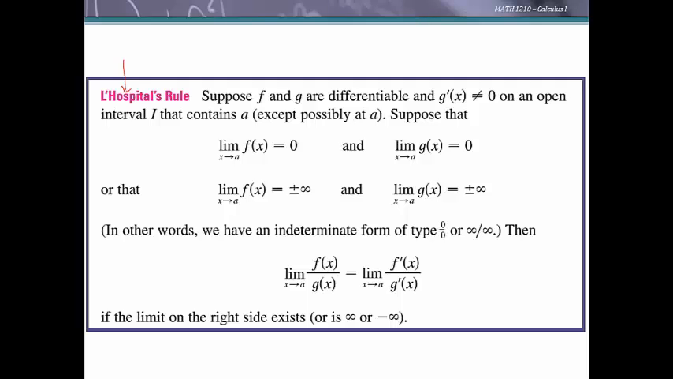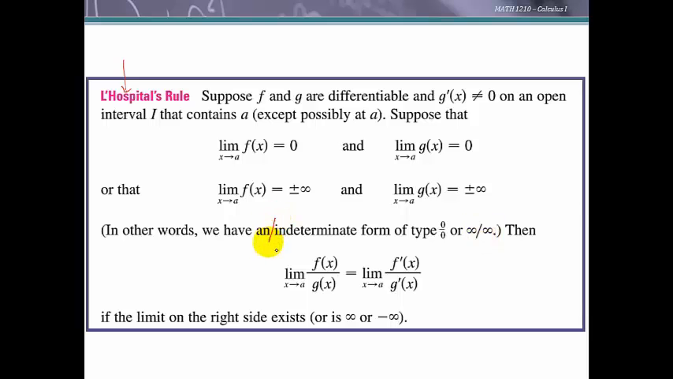Suppose f and g are differentiable and the derivative of g is not 0 on an open interval I that contains a, except possibly at a. Then suppose that the limit as x approaches a of f of x equals 0 and the limit as x approaches a of g of x equals 0. We're going to be taking the limit of the quotient, so basically we're saying you get that indeterminate form 0 over 0, or that the limit as x approaches a of f of x equals plus or minus infinity, and the limit as x approaches a of g of x equals plus or minus infinity. Again, if we took the quotient, we would have an indeterminate form, this time infinity over infinity.